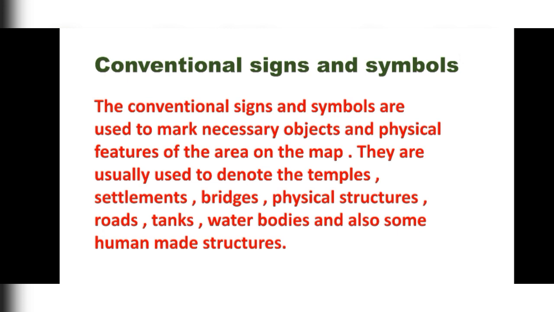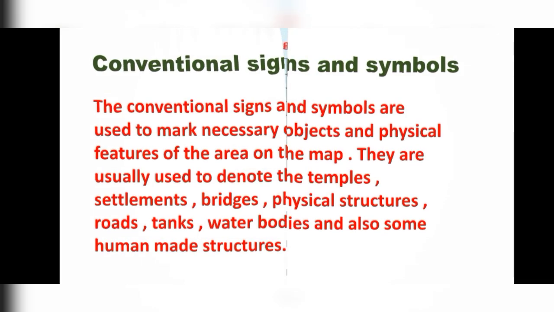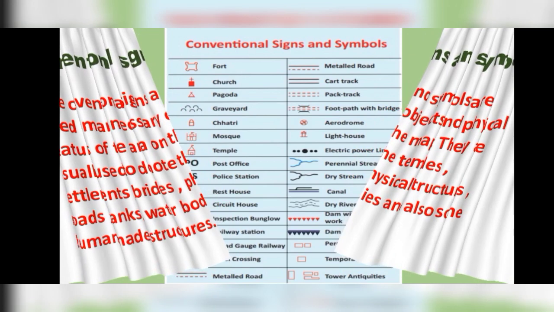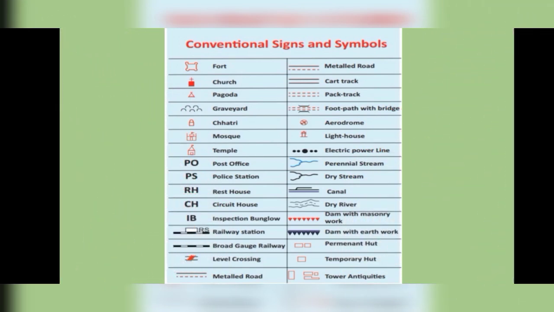The last element used on map is conventional signs and symbols. They are generally used to mark the important features of a map. They denote both natural and man-made features like mountains, plains, temples, buildings, etc. Here are some conventional signs and symbols.